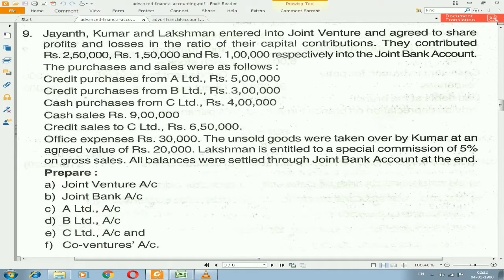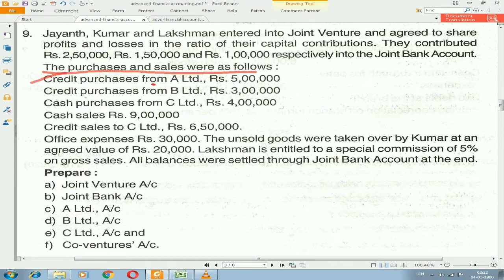In the illustration's starting, we have capital contribution, which is the deposit made by the three co-ventures. That will be considered while calculating the co-venture account. Apart from that, we have purchases and sales as follows. These purchases and sales are the expenditures and income that will be taken under the joint venture account.